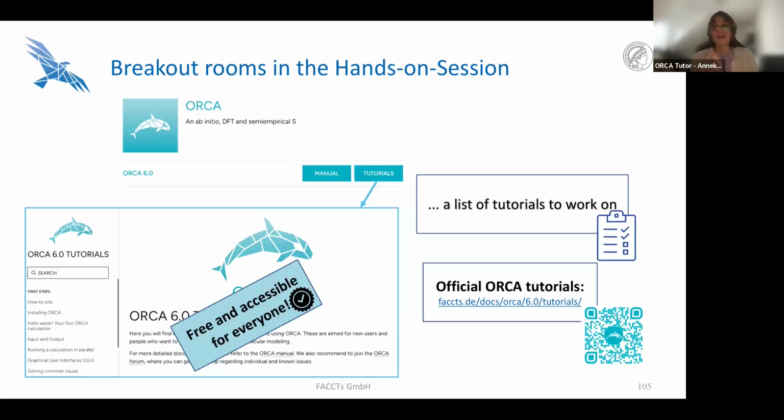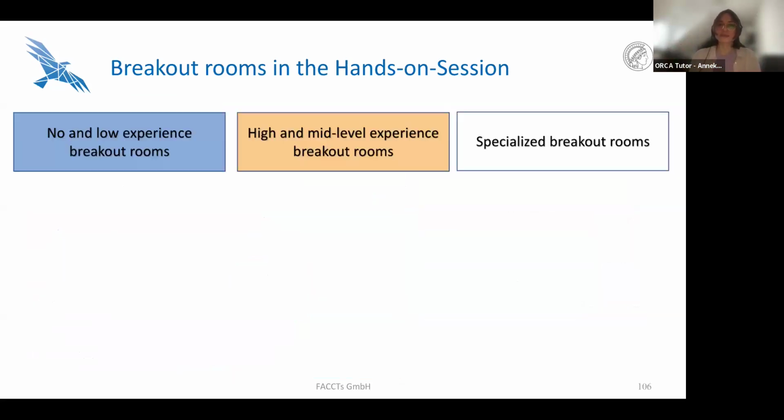So this is quite nice because you can still use them after this hands-on session, and you don't have to stop here. You can continue using ORCA, using those tutorials. This is also the reason why we chose to base our hands-on session here on the tutorials, so that you already get a feeling for the documentation and all the information is not lost after the 45 minutes.